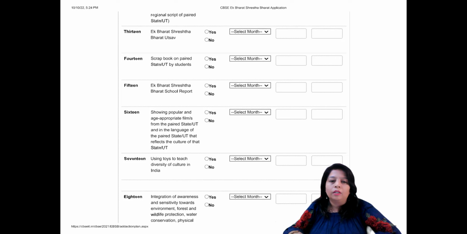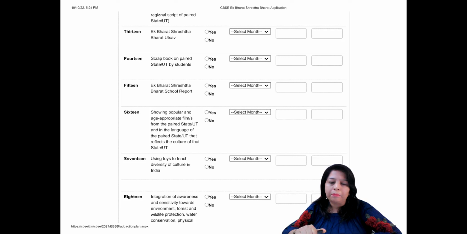Okay. Now 13 is Ek Bharat Shrestha Bharat Utsav. When you are going to plan Ek Bharat Shrestha Bharat Utsav, it's a kind of assembly. If you are going to go ahead with that, you may want to involve the parents also, as parent volunteers, or you may want to showcase their activities. So accordingly, you can plan. Yes or no, select it and then go ahead with that. This can be done during morning assembly or maybe some other kind of parent orientation and other programs, right?